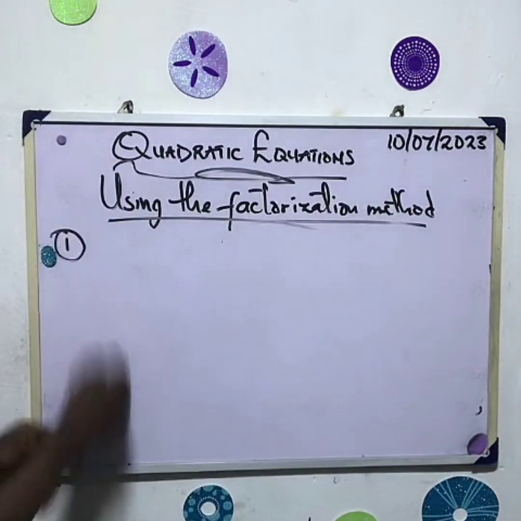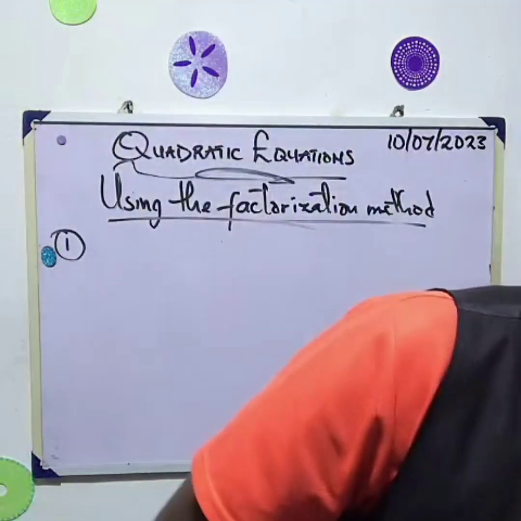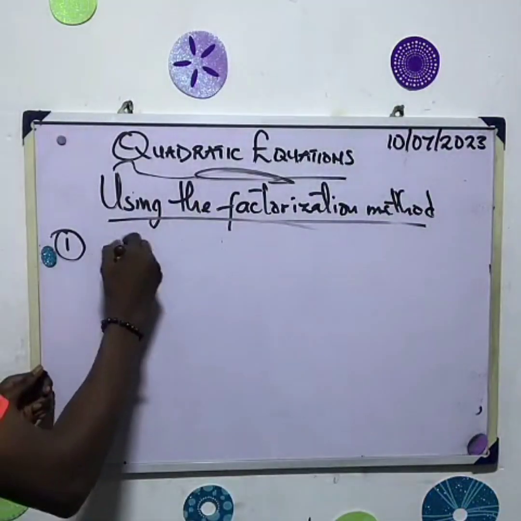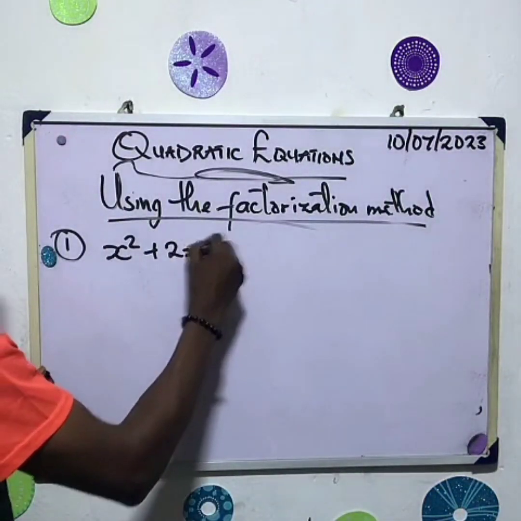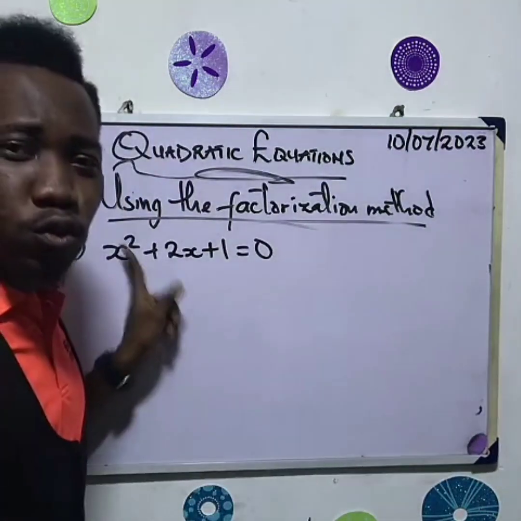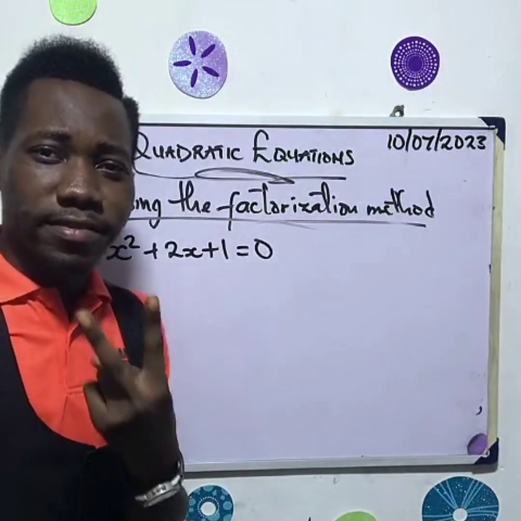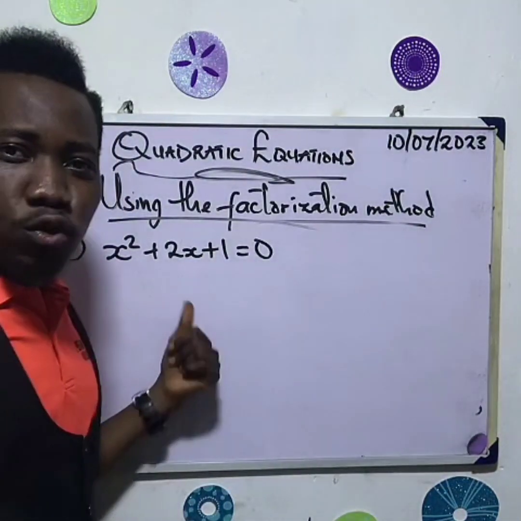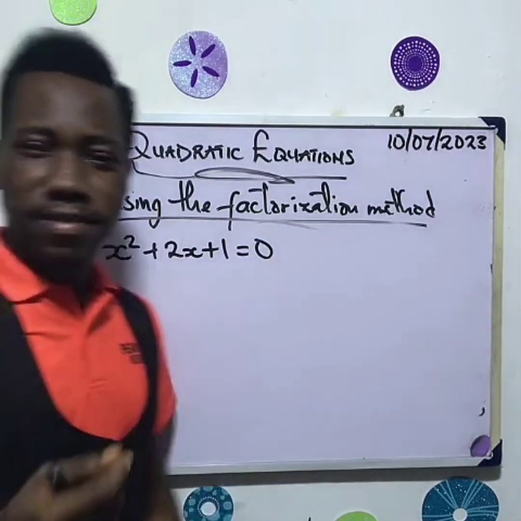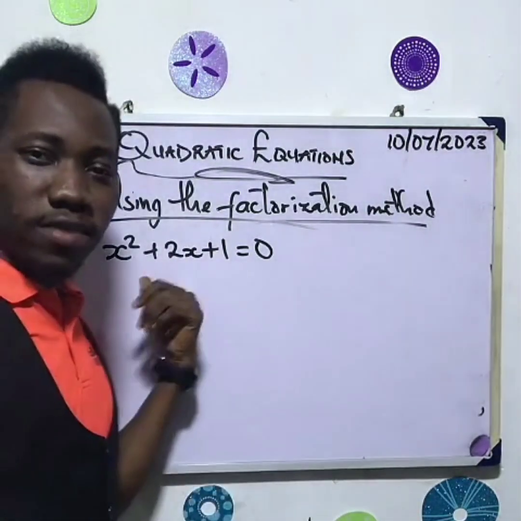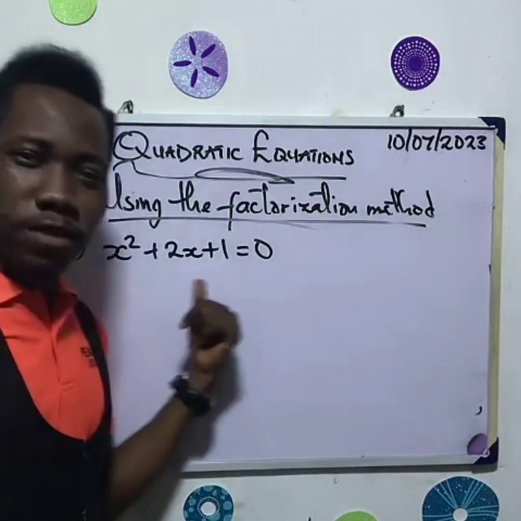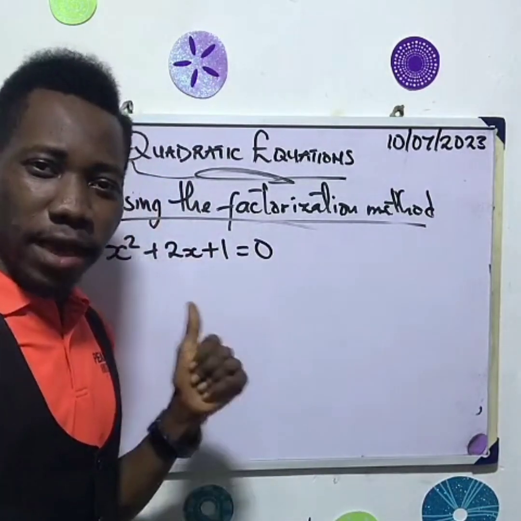So, example number 1, we have x squared plus 2x plus 1. Now, note, because the highest power of x here is 2, you're going to be having 2 answers for this value of x. Now, these answers, we call them the roots of this equation, the solutions of this equation. X squared plus 2x plus 1, you're going to have 2 values for x, right?